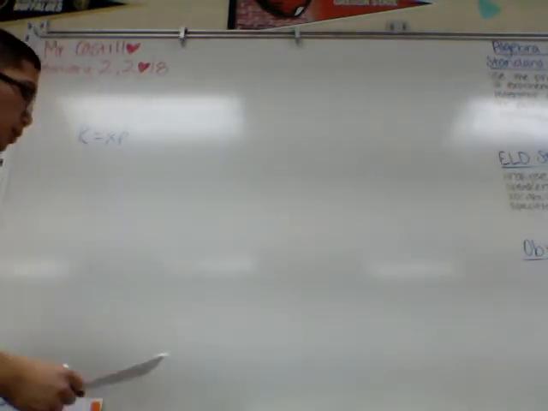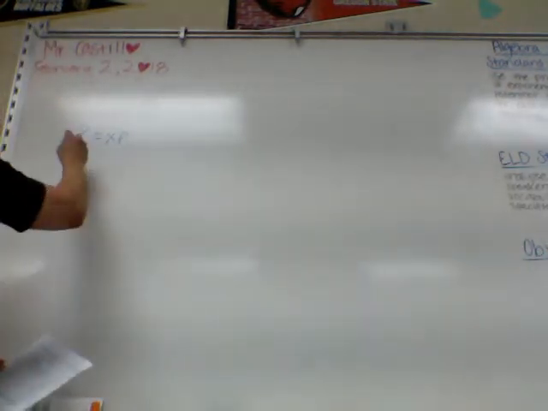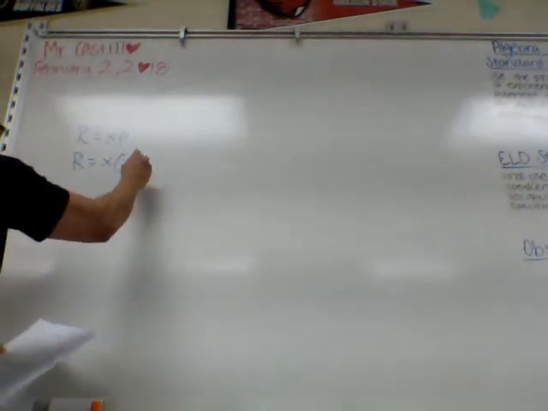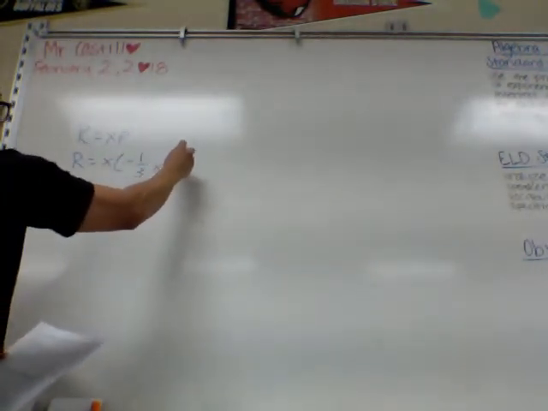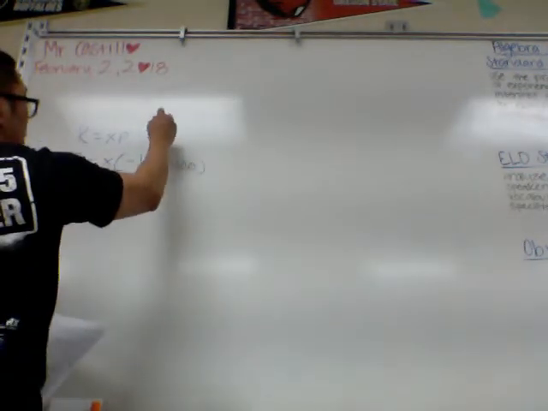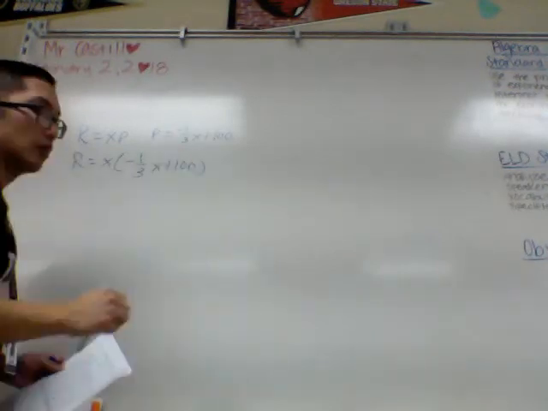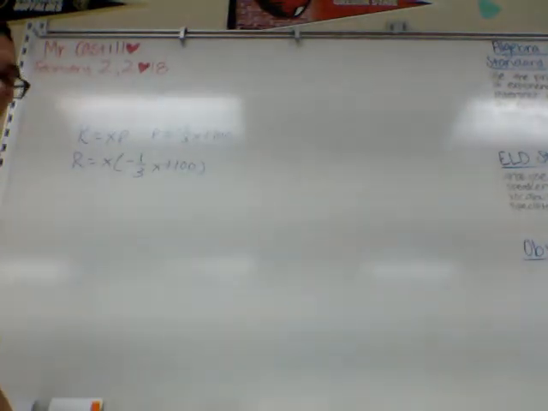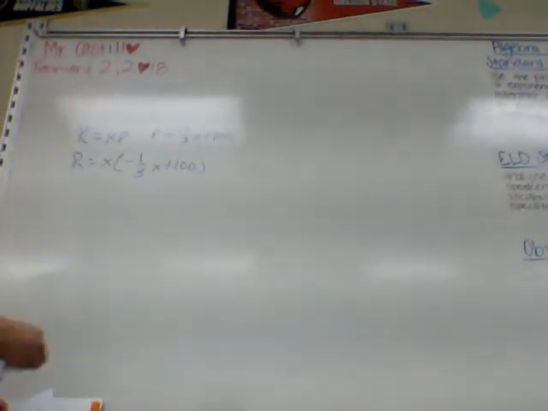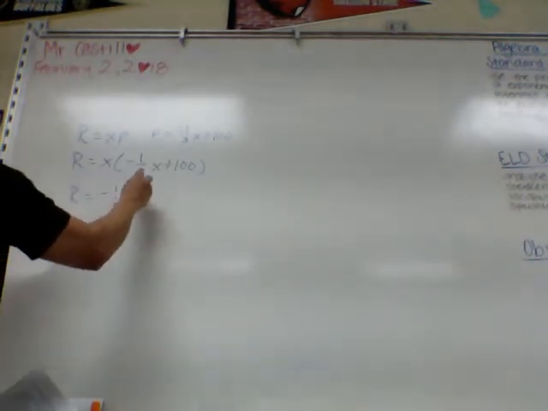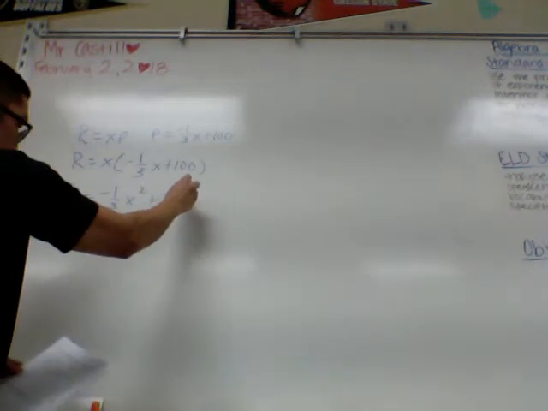Now, you have what P is equal to, and P is equal to -1/3 x plus 100. Let me write that. So if I just distribute the x in, your revenue equation is -1/3 x squared plus 100x.